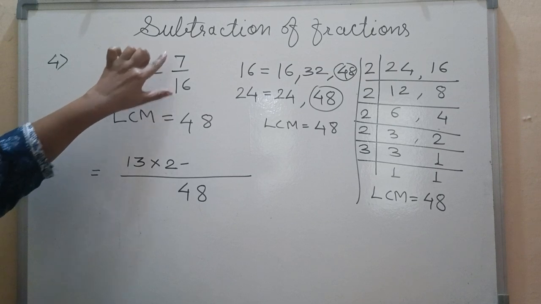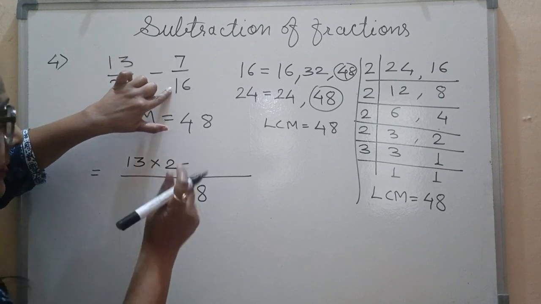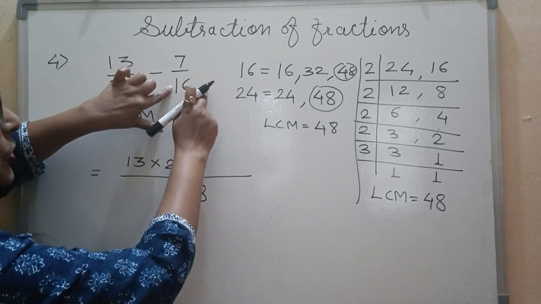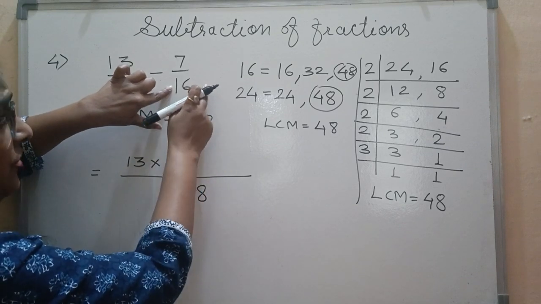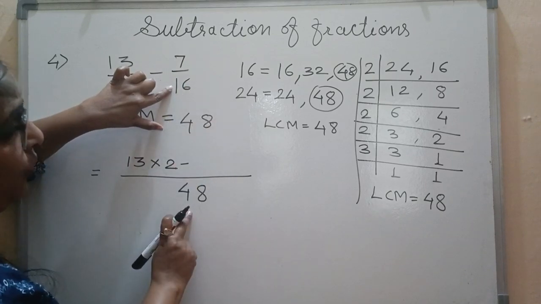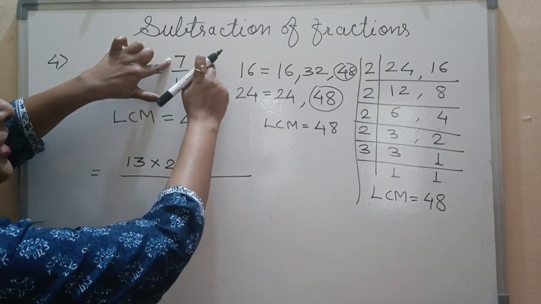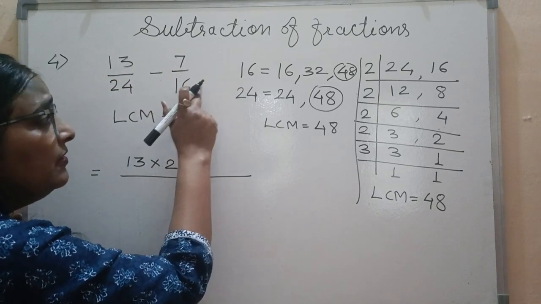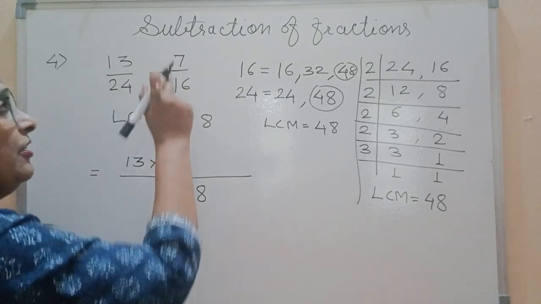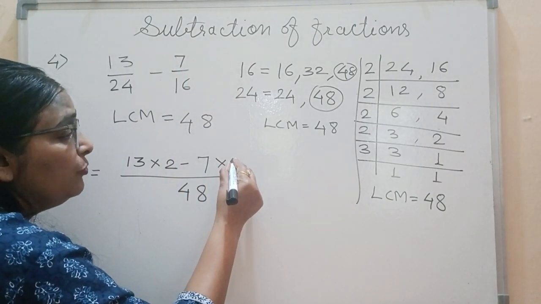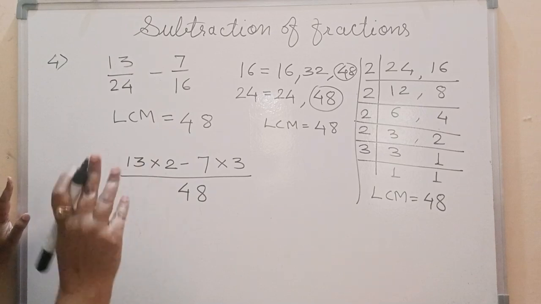Now next denominator is 16. We want 48 in denominator. So by which number are you multiplying this 16? 16 threes are 48. Therefore 16 into 3 will be 48. So 7 into 3. By the same number you are multiplying. 16 into 3 will be 48. Therefore 7 into 3. You are multiplying the numerator also by 3.